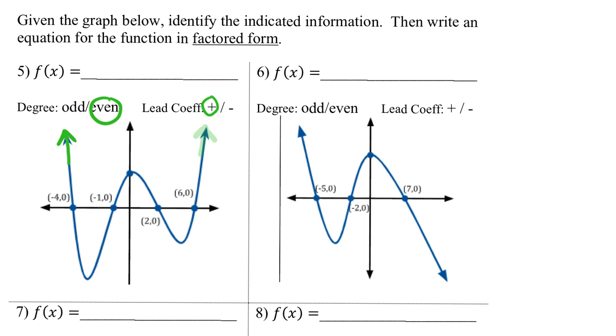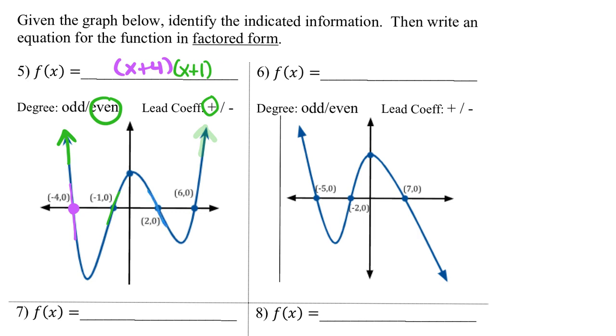Okay, let me look at my zeros and try to figure this out. So my first 0 is at negative 4. So I'm going to put x plus 4 as my factor. It is passing through it, so I can just leave it as x plus 4. Okay, now I'm going to go to the next one. At negative 1, it's passing through. X plus 1.